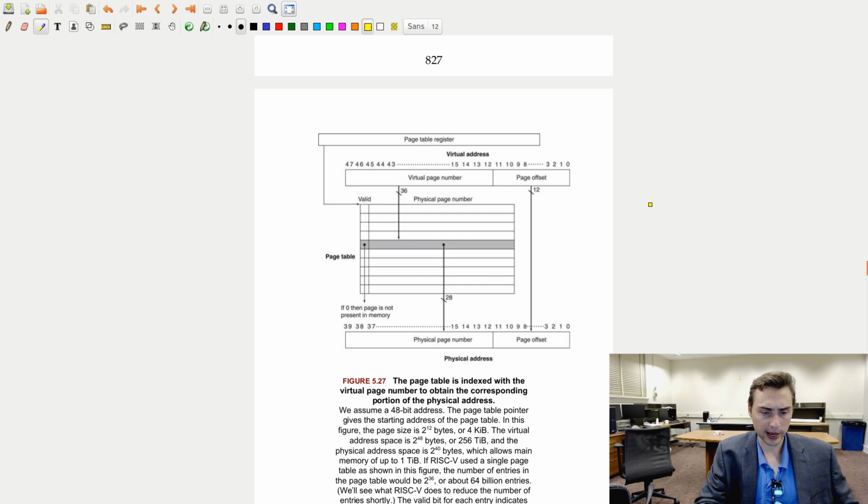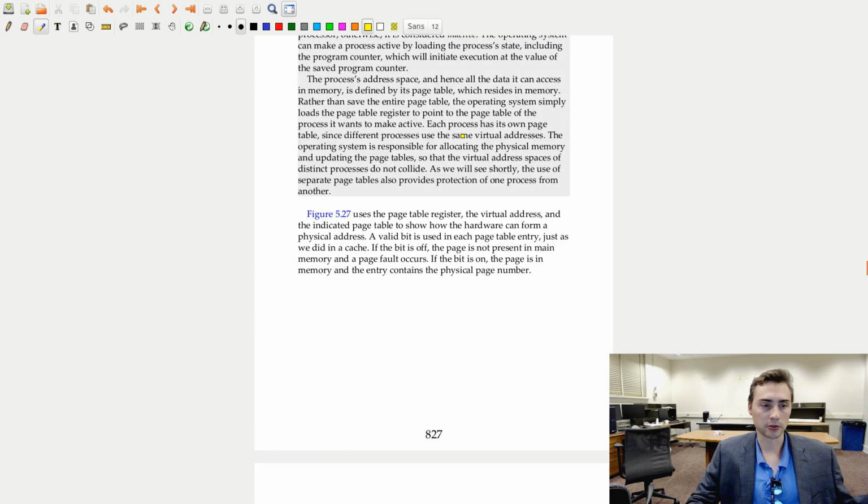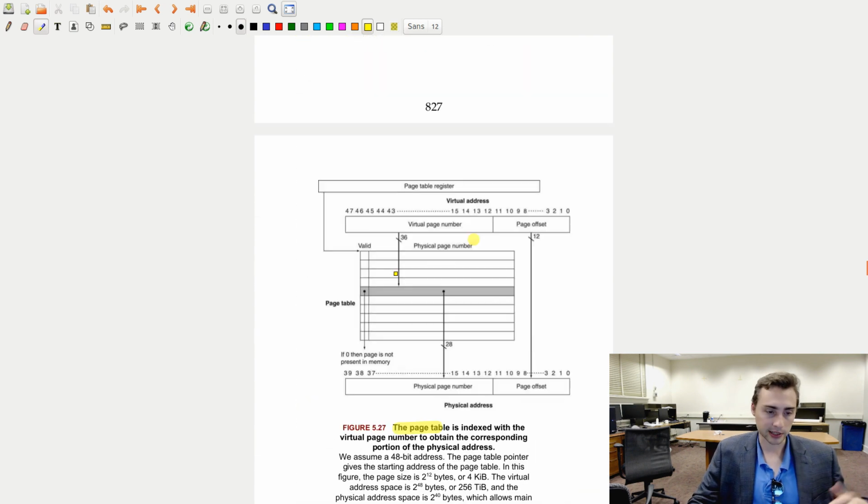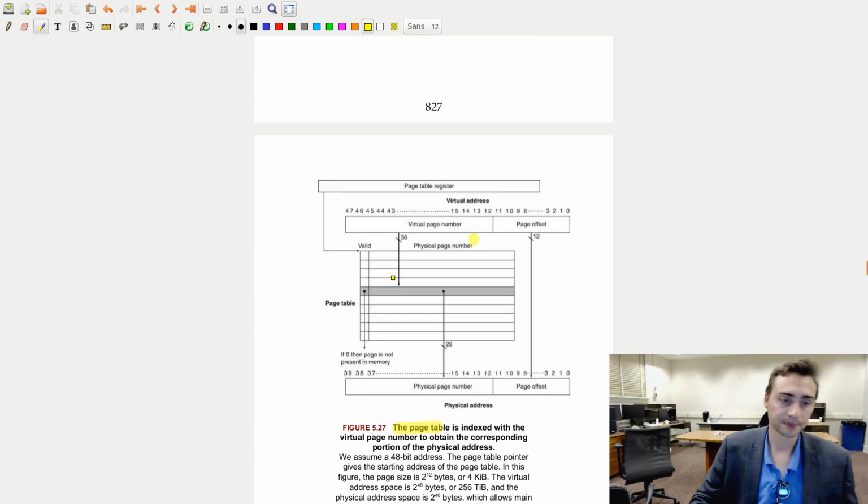Here we have the basic structure of what a page table looks like. Here we have the page table register, which I don't think I covered, so let's go back. To indicate the location of the page table in memory, most hardware includes a register that points to the start of the page table, called the page table register. That's how we find where the page table is. We have a register that points to it.